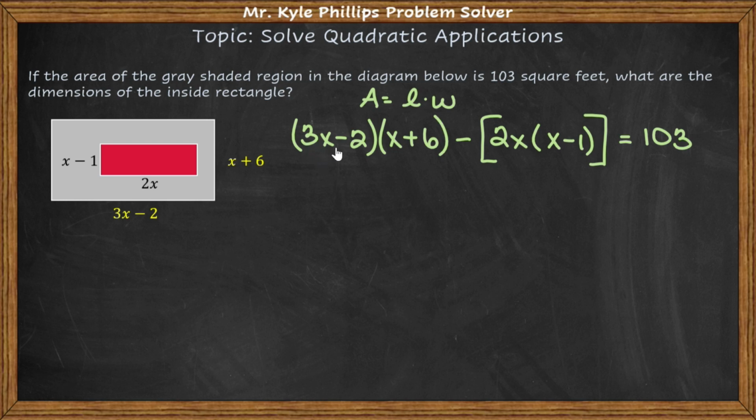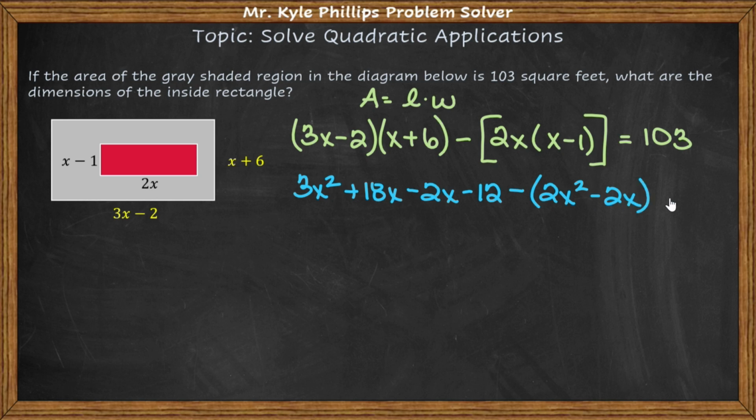So here I have 3x times x. That's going to give me 3x squared. I have 3x times 6. This is 18x. Negative 2 times x is negative 2x. Negative 2 times positive 6 is negative 12. Minus, now I have 2x times x. This is 2x squared. 2x times negative 1 is negative 2x. This should equal 103. Now I need to take my negative and distribute here.